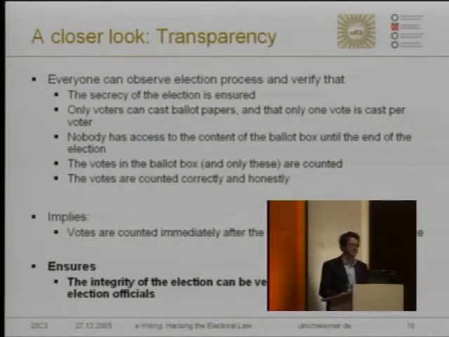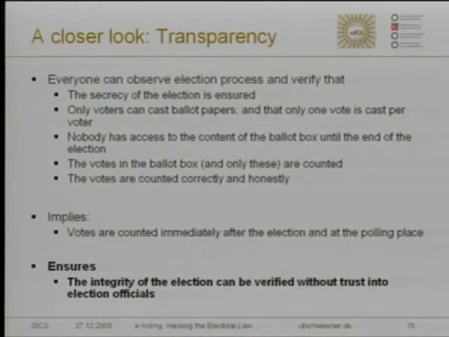If you look at transparency, it's about everyone can observe the election process and verify that, first, the secrecy of the election is ensured, that only voters can cast ballot papers, and that only one vote is cast per voter, that nobody has access to the ballot box or to the content of the ballot box before the end of the election, so that no additional votes get into the ballot box or no votes can be replaced. It basically ensures the integrity of the Voting Act.